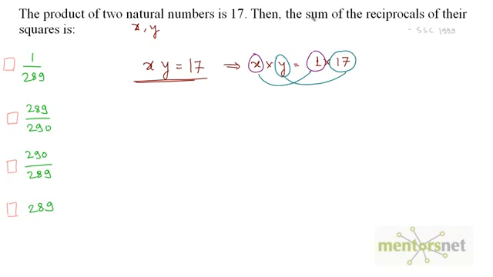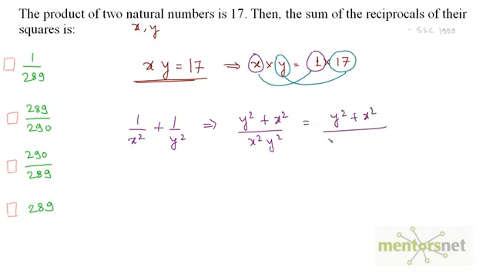Now what has been asked? The sum of the reciprocals of their squares. So 1 by x square plus 1 by y square, we have to find out. So this can be written as y square plus x square divided by x square y square, which is equal to y square plus x square divided by xy whole square.